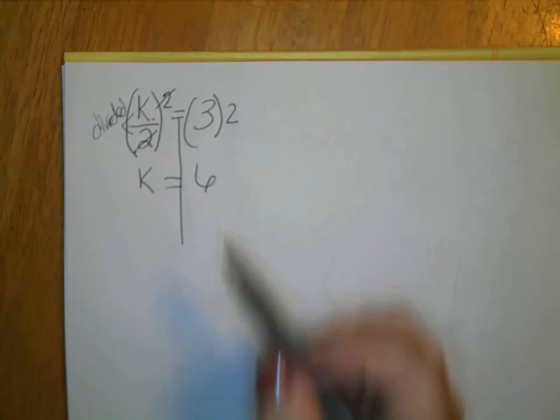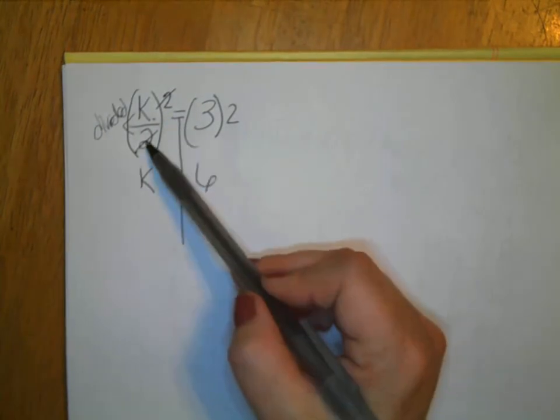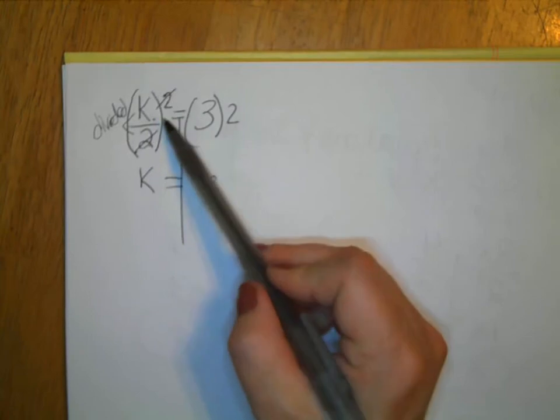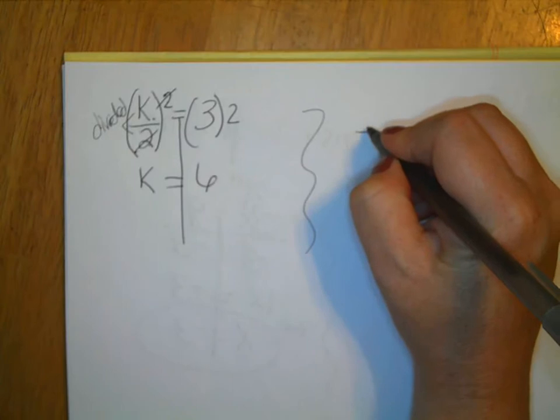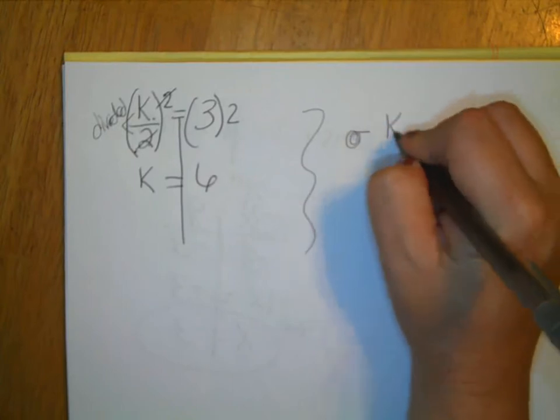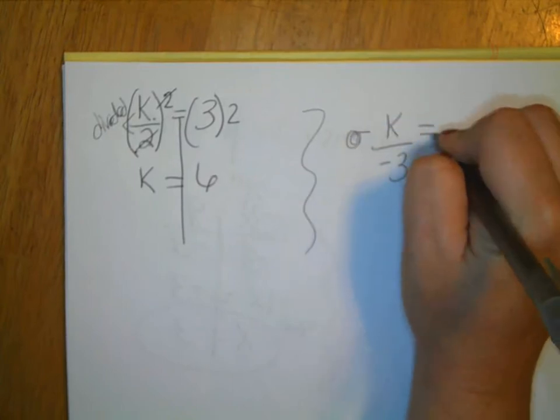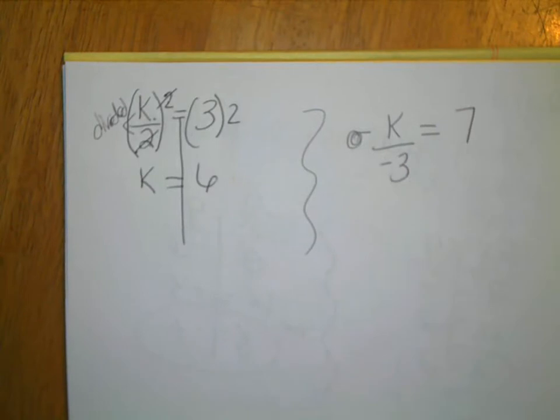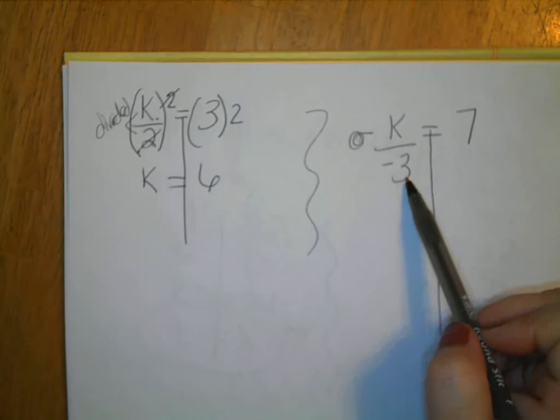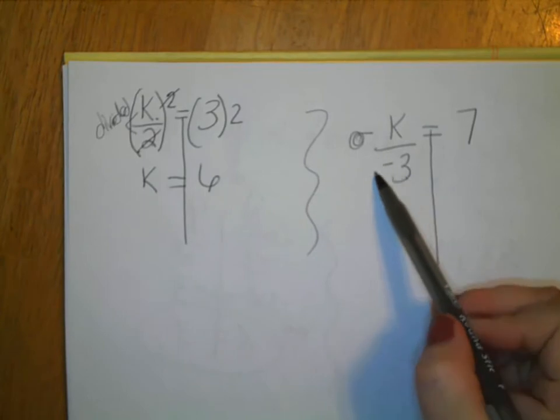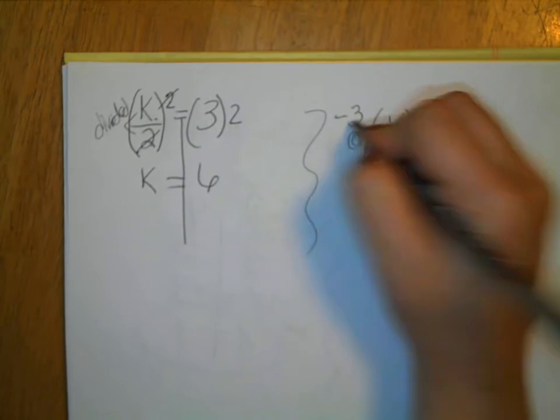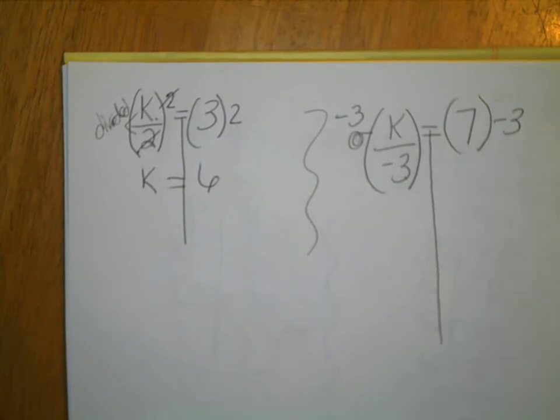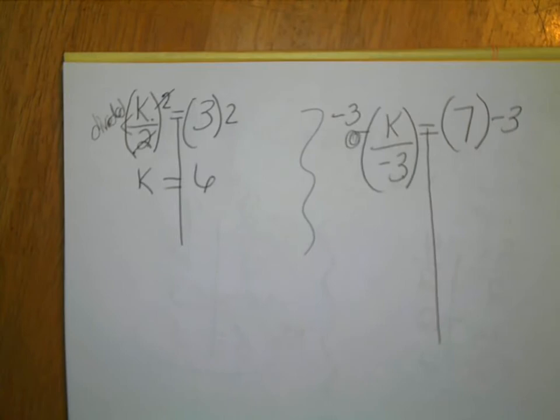Let's do another one. K over -3 is equal to 7. Draw my line down through my equal sign. I need to get rid of this -3. These are being divided. What's the opposite of division? Multiplication. I have to do it to both sides. -3 divided by -3. Because one's on the top and one's on the bottom, we get to divide. They cancel. I'm left with K is equal to -21. A positive times a negative is a negative.